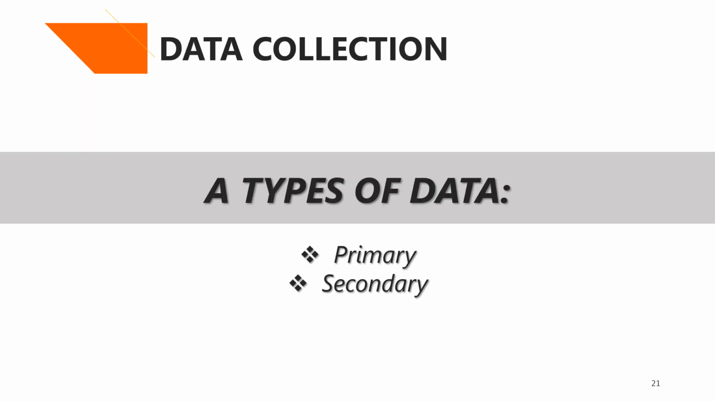Move on to data collection. Before that, you need to know that there are two types of data basically. First is primary data and second is secondary data. Okay, what is the difference between primary and secondary data?